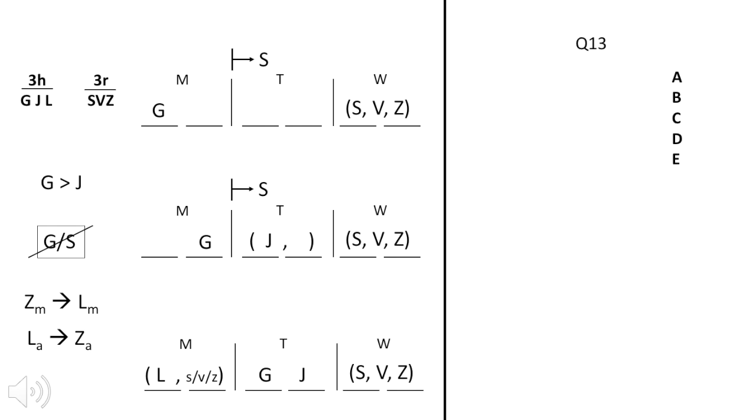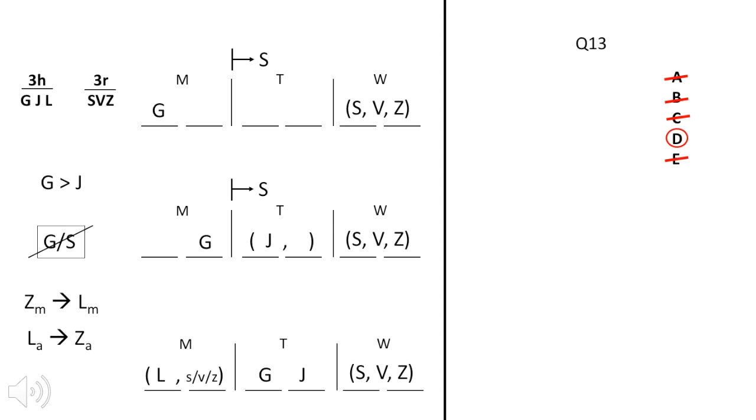Question 13 is a standard game question 1 type, asking us which of the following could be the order in which the buildings are inspected. So you can just go down the list of rules and see which answer choices violate them. The first rule, that 2 of SVZ must be inspected on Wednesday, is violated by answer choice B. The second rule, G before J, is violated by answer choice C. The third rule, G not with S, is violated by answer choice A. And the fourth rule, that if Z occurs on Monday, L must also occur on Monday, is violated by answer choice E, leaving D as the correct answer.